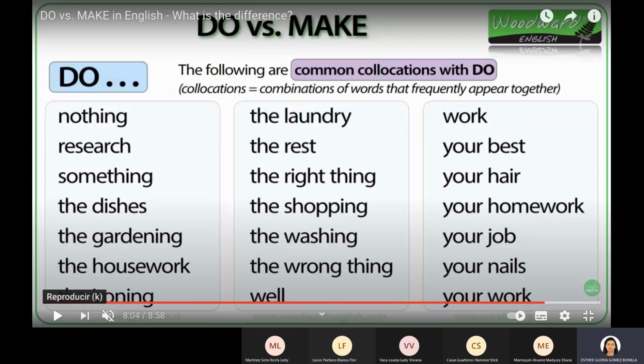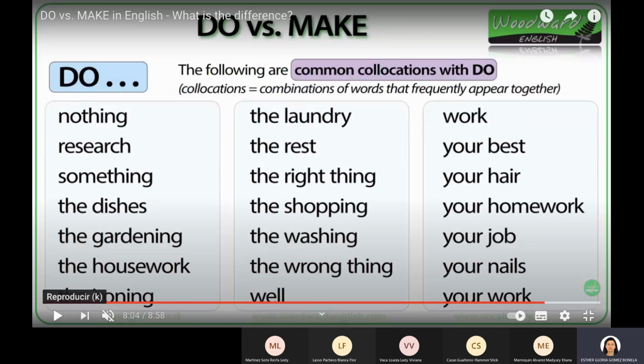Remember, with something, nothing, anything, you always use do. Do the dishes, do the gardening, do the housework, do the ironing, do the laundry. All of them refer to housework. Do the rest, do the right thing.